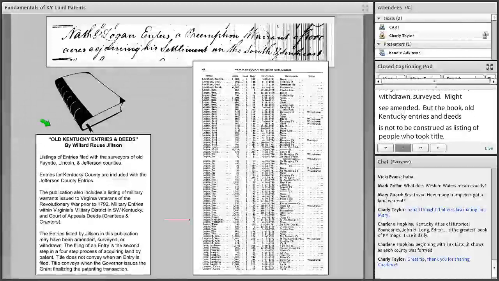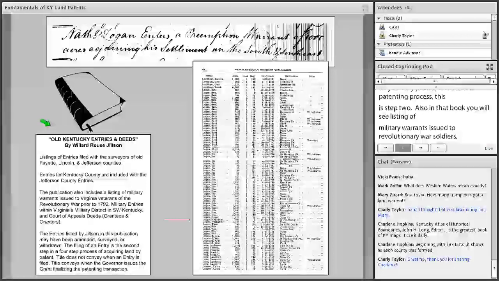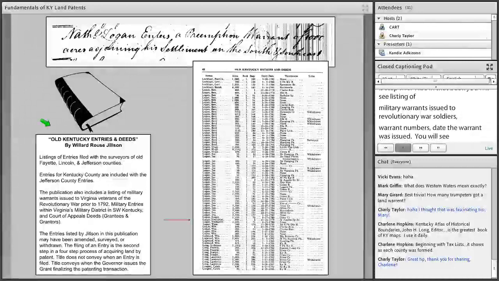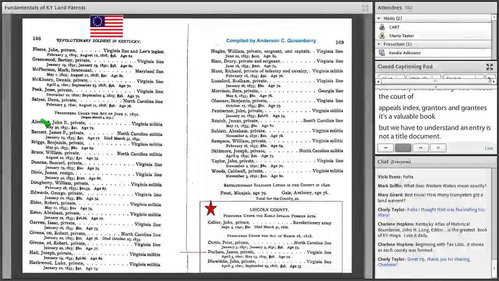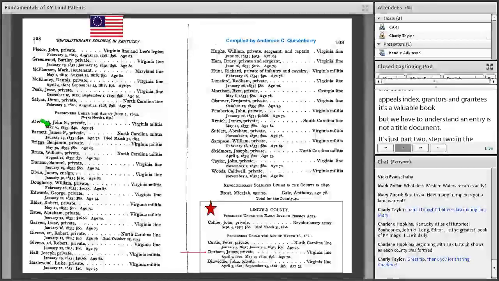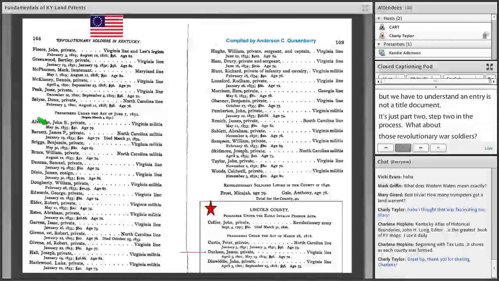This is step two. Also in that book, you will see the listing of military warrants issued to Revolutionary War soldiers, the warrant numbers, the date the warrant was issued. You will see the military entries listing, and you will see the Court of Appeals index, grantors and grantees. It's a valuable book, but we've got to understand an entry is not a title document. It's just part two, step two in the process. What about those Revolutionary War soldiers? Another book that I like in my repository or my library is Revolutionary Soldiers in Kentucky, compiled by Anderson C. Quisenberry.